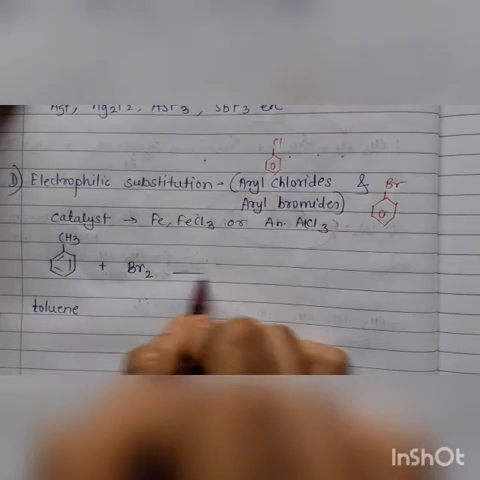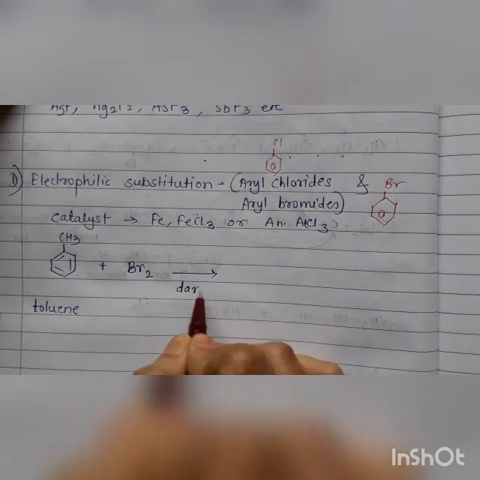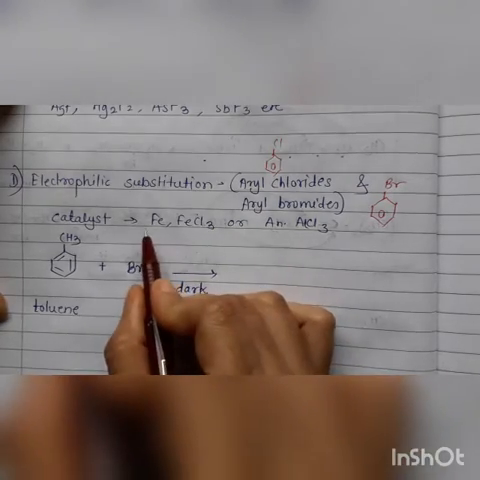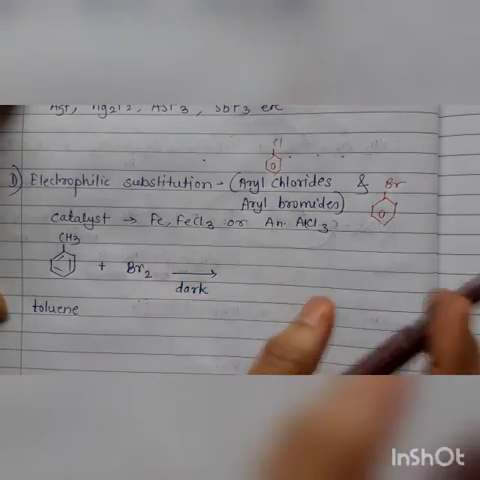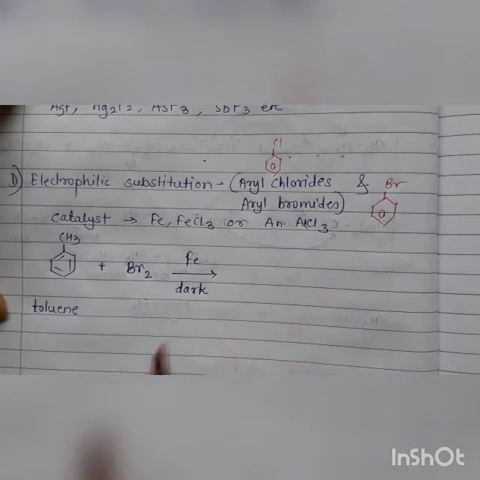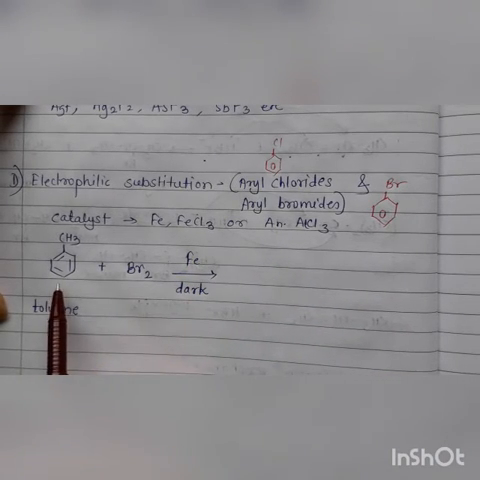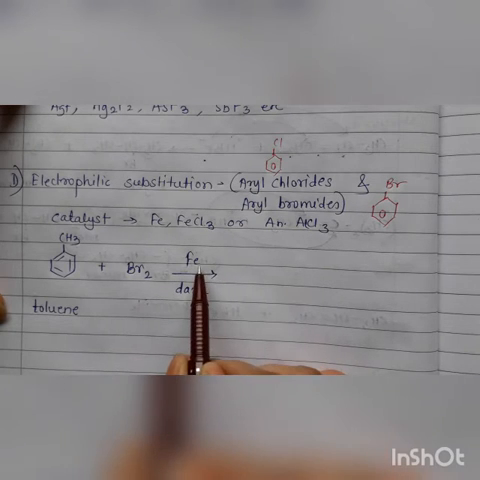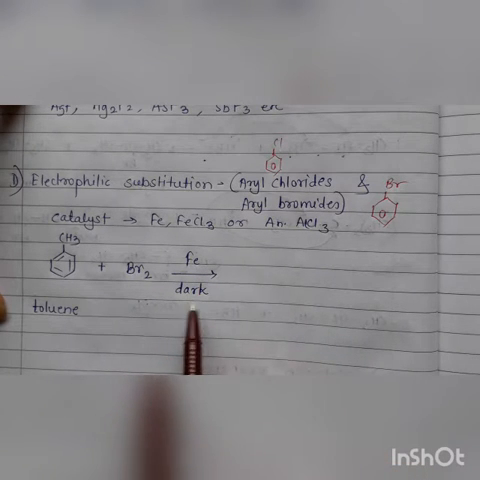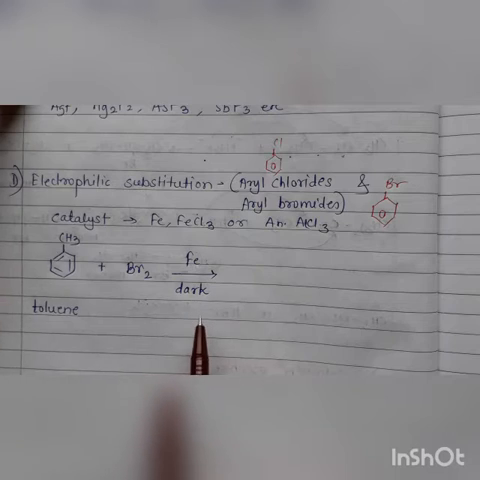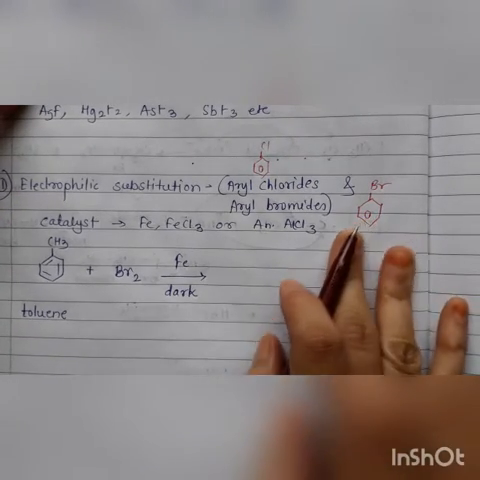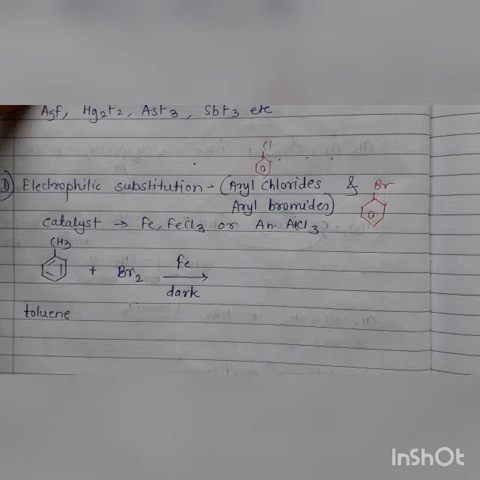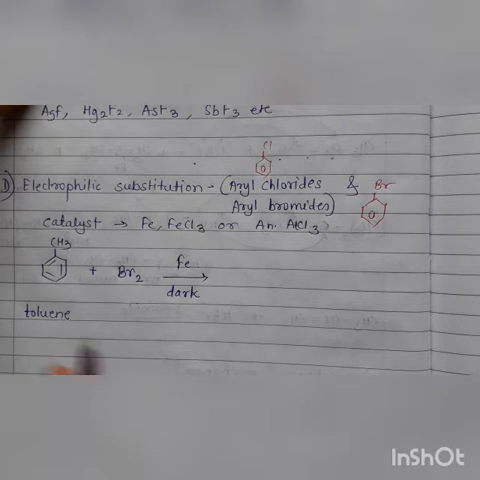What are the reaction conditions? The reaction takes place in the dark and at ordinary temperature. Among these three catalysts, any catalyst can be used, so let us use Fe. So here toluene will react with a molecule of bromine in the presence of catalyst Fe in the dark at ordinary temperature. So here what will happen? We will get a mixture of ortho and para bromotoluene. Now which position is ortho?